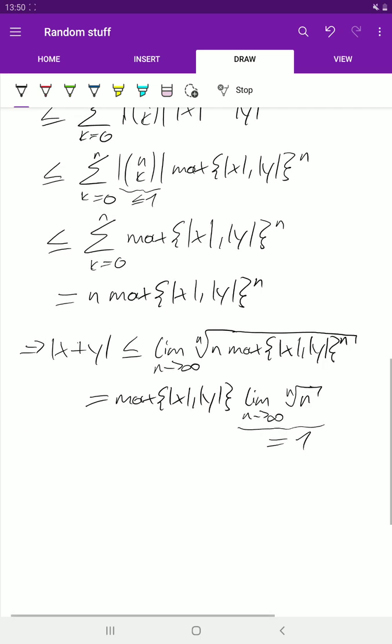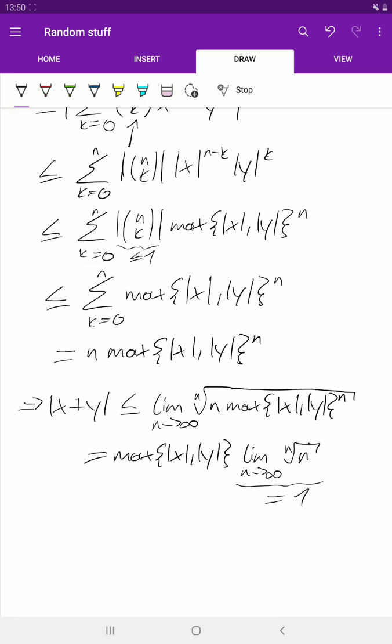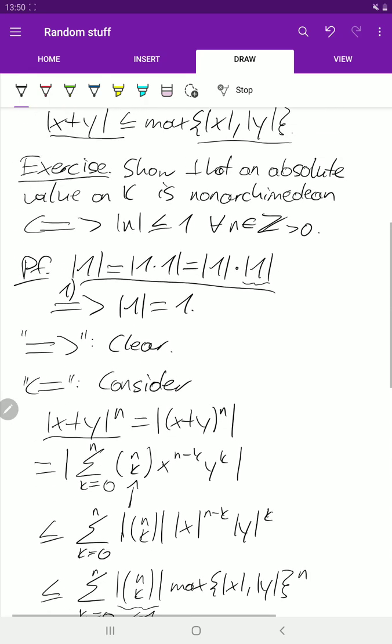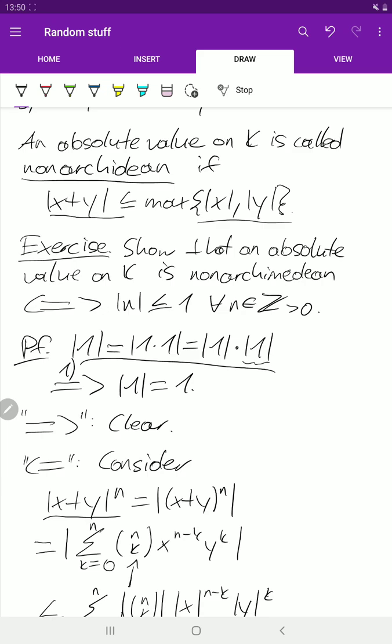I quite like the interplay of algebra and calculus here. So in the end you use this, and then you're done, and you can check that an absolute value is non-Archimedean if and only if this condition holds.